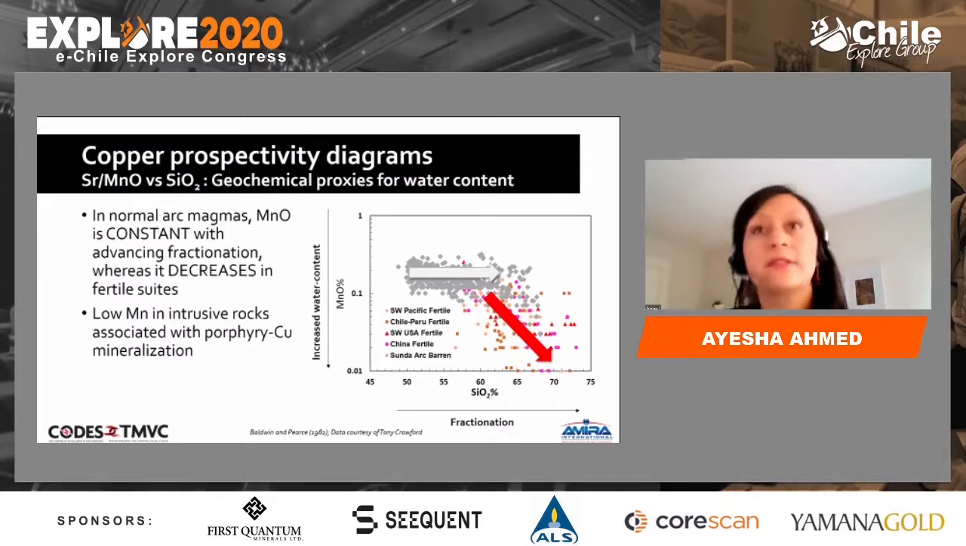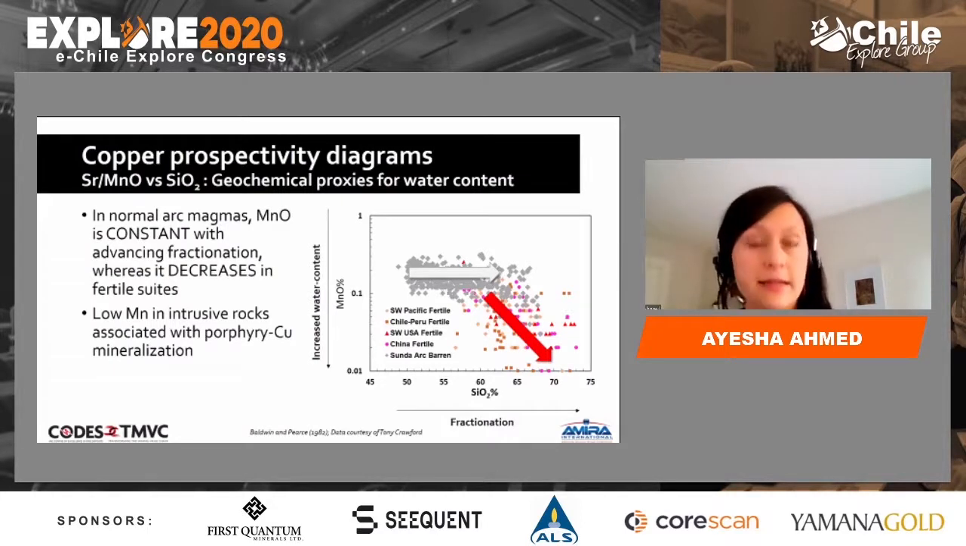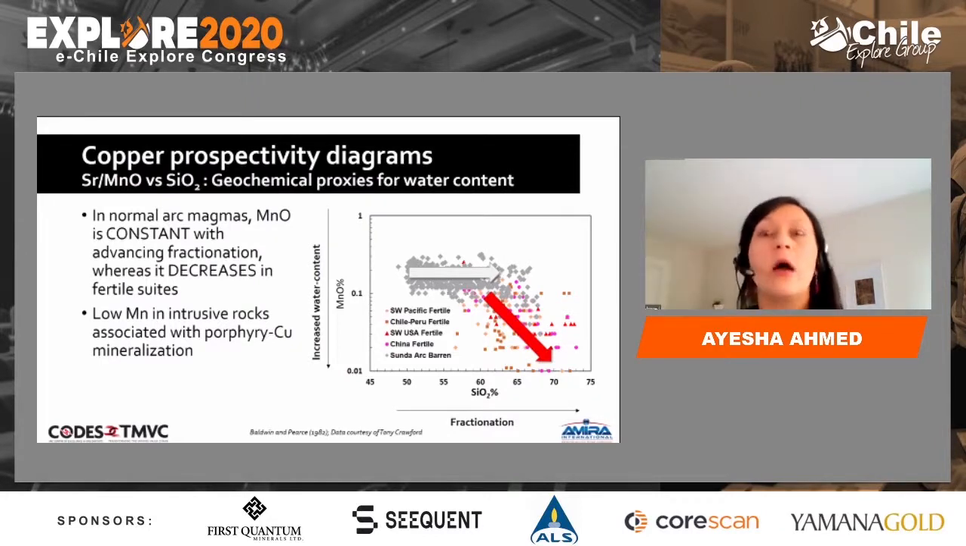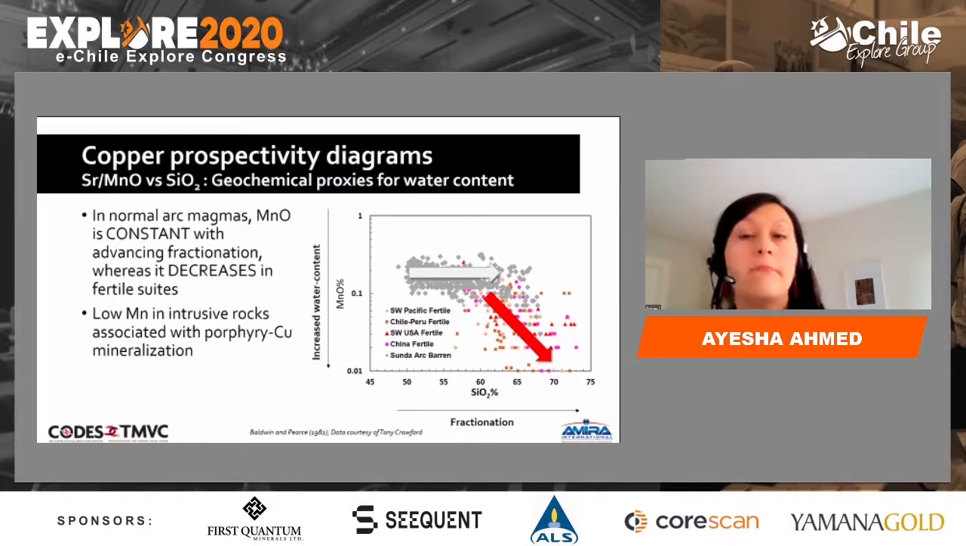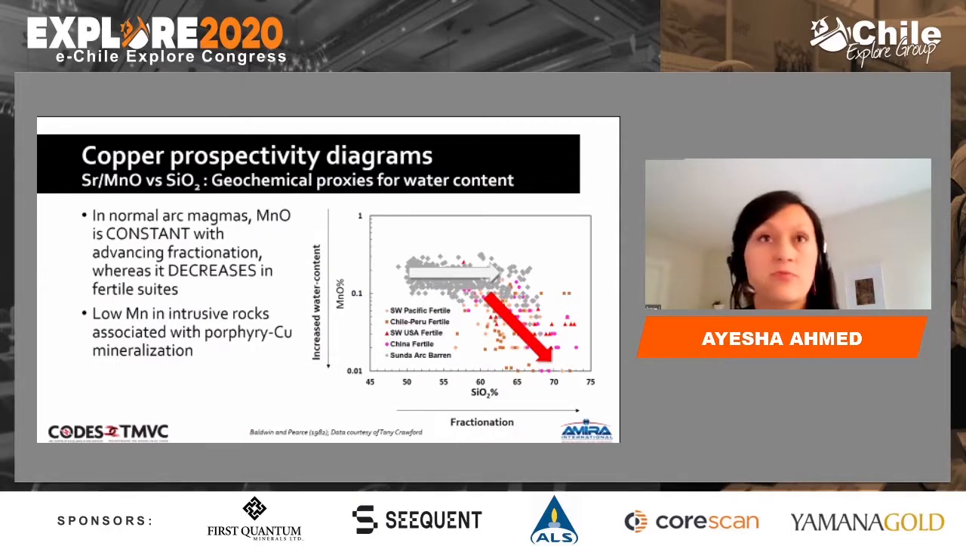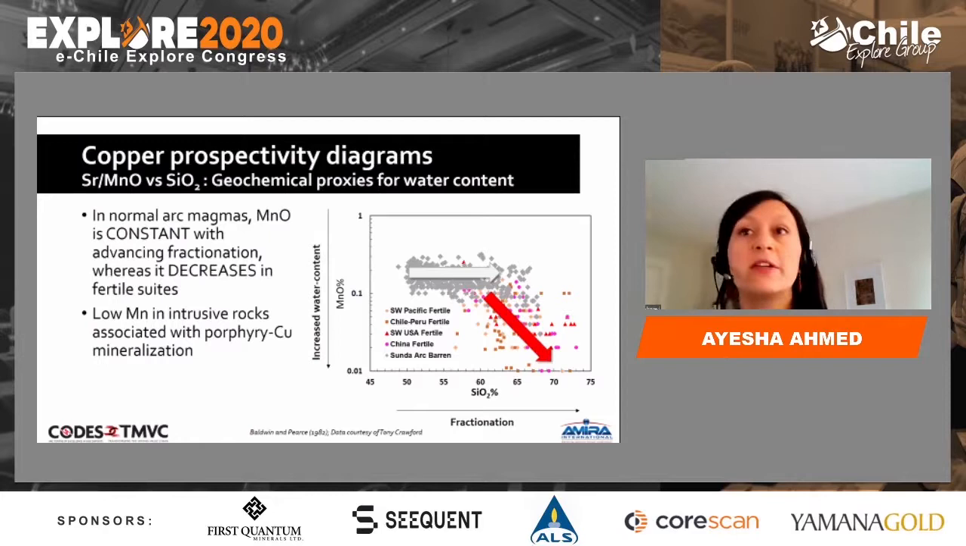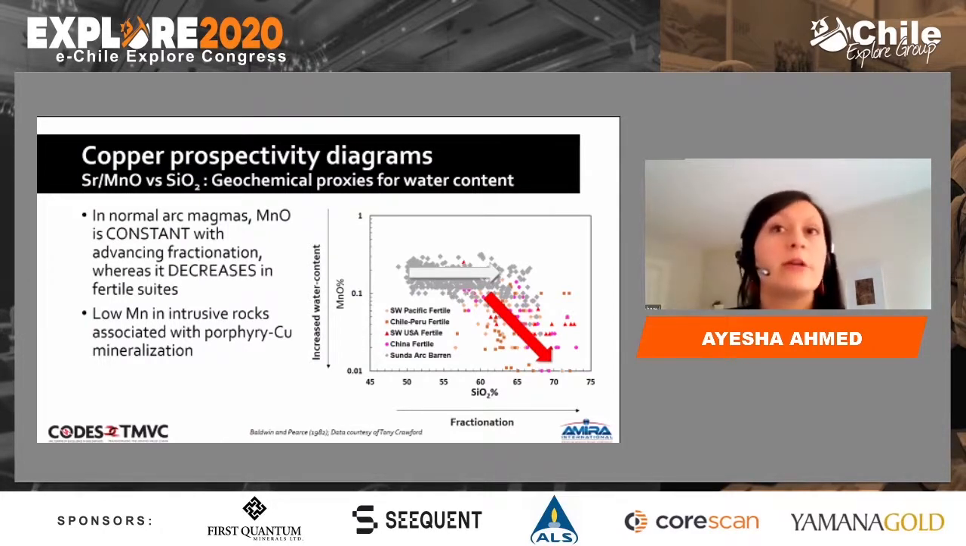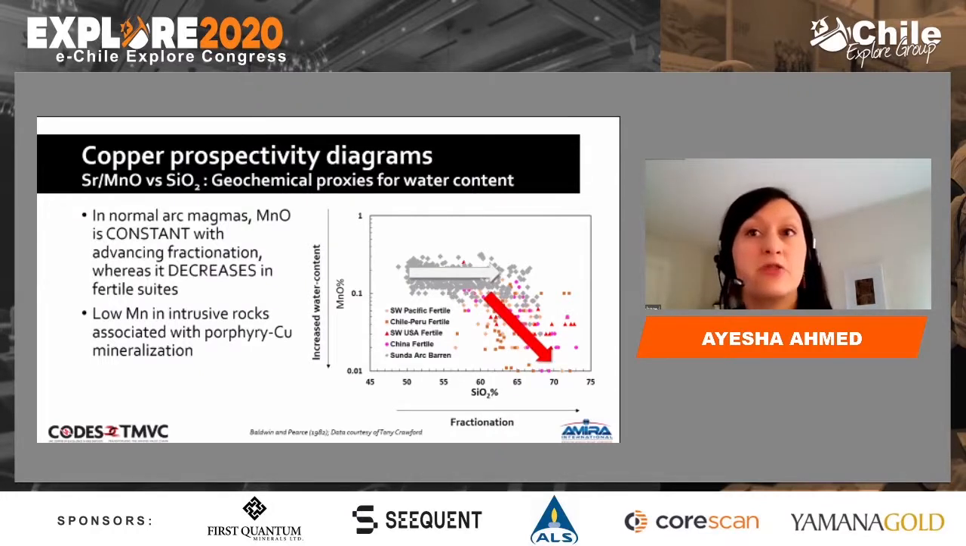Perhaps less well established is the behavior of manganese. Back in the 1980s, Baldwin and Pierce identified an empirical relationship between low manganese and porphyry ore-forming intrusions. The data that's shown here further supports this empirical observation. So with advancing fractionation, the manganese content of a dry melt stays relatively constant, as you can see by those gray dots, whereas it decreases in a hydrous melt. This is likely also controlled in a similar way to yttrium by early hornblende fractionation.